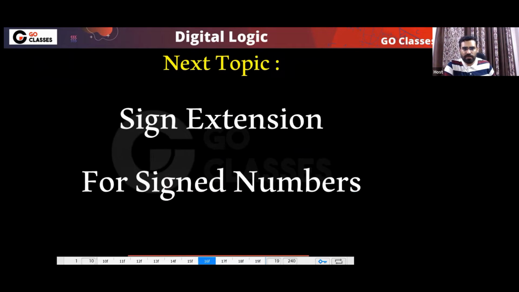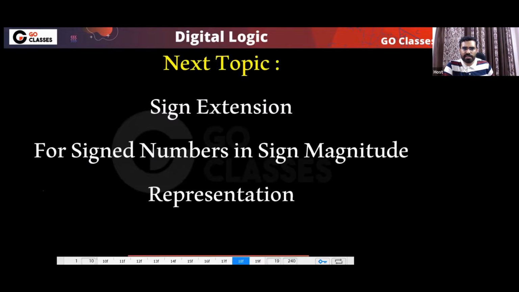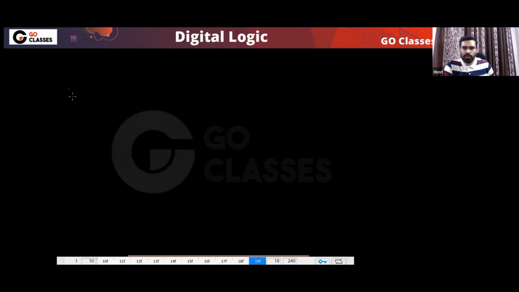For unsigned numbers we have seen it. Now we will see it for signed numbers. For signed numbers we have three representations: sign magnitude, 1's complement, and 2's complement. Now, if you are having sign magnitude representation for signed numbers, then what will happen?